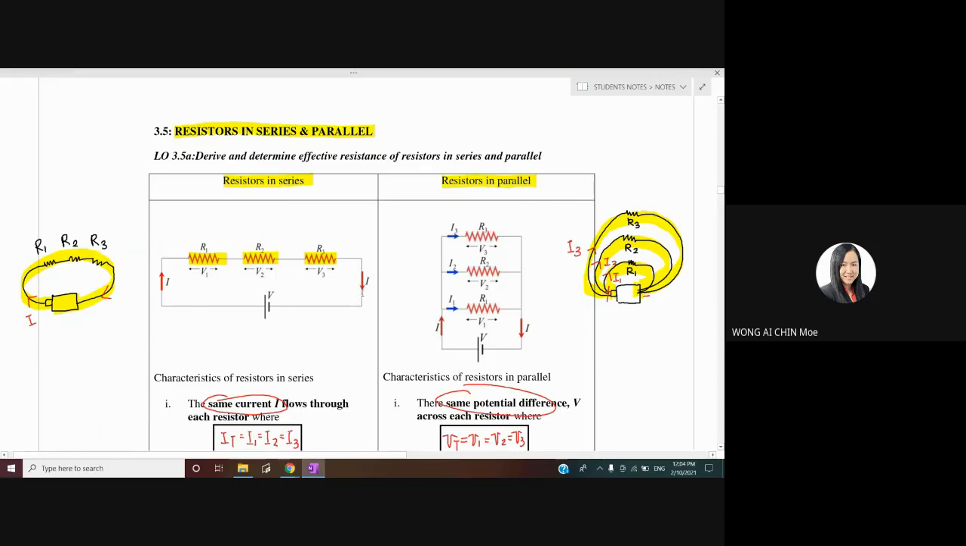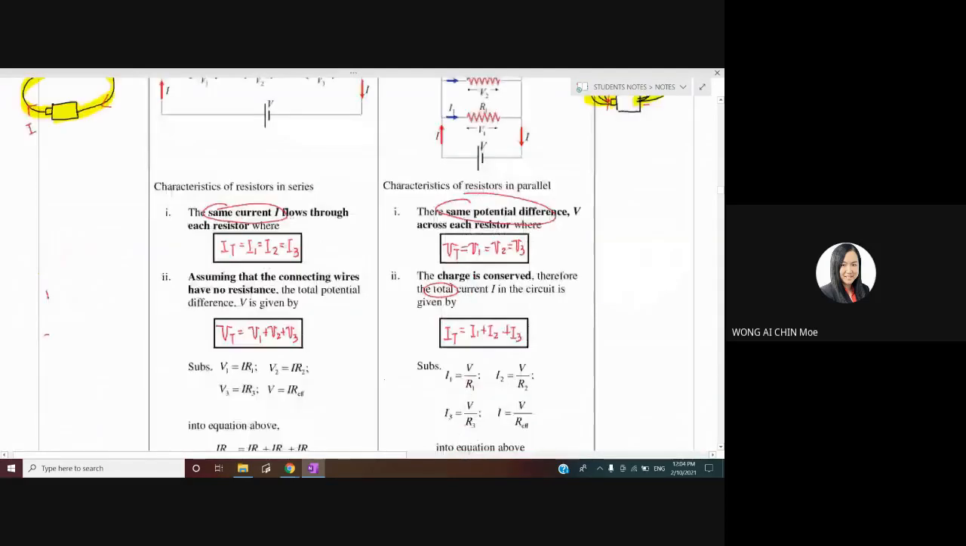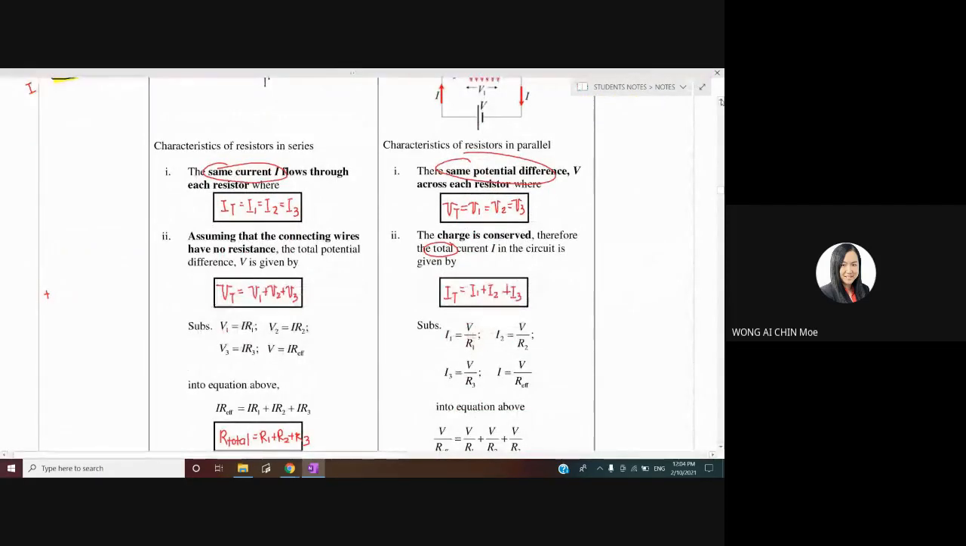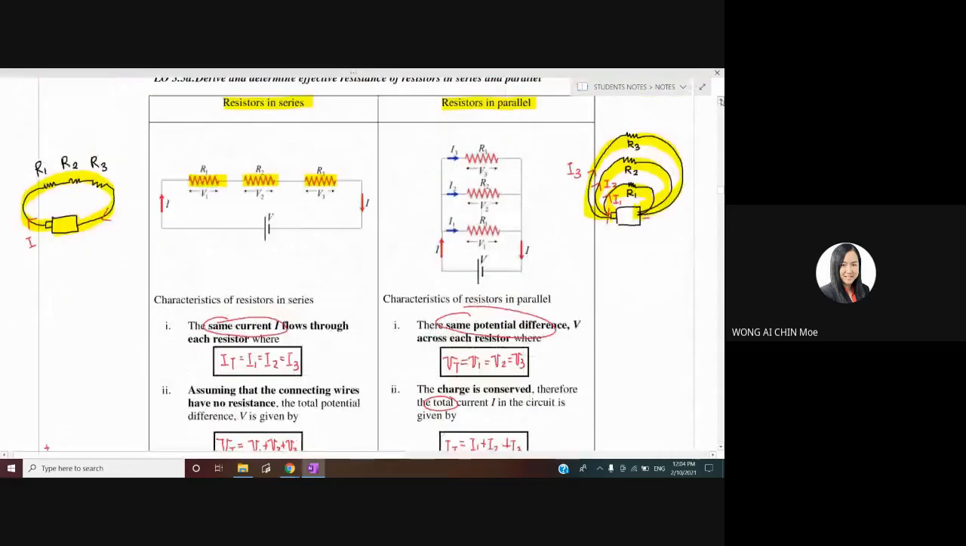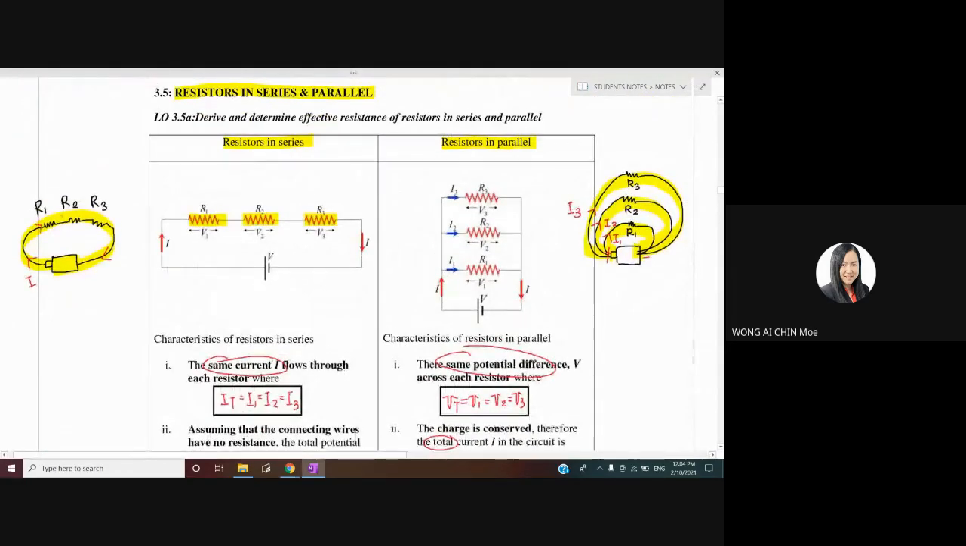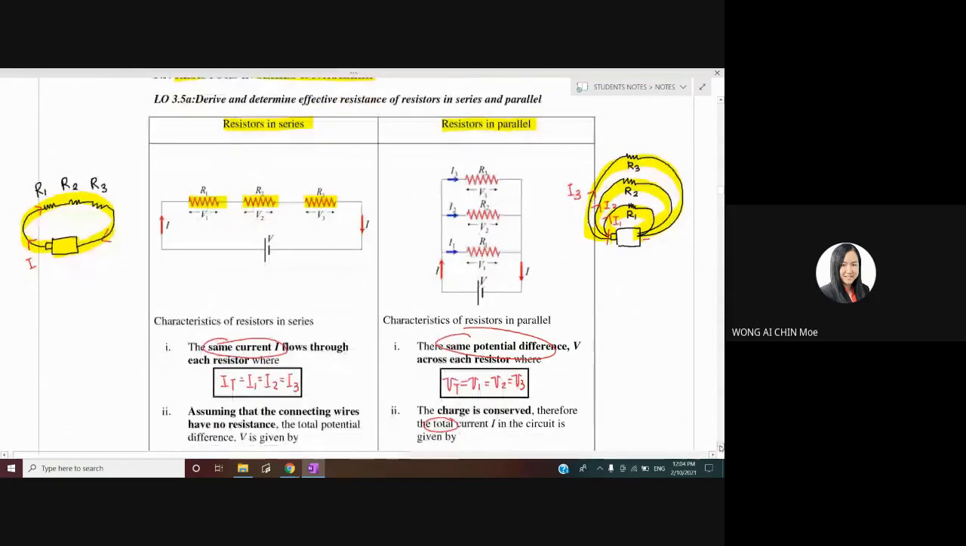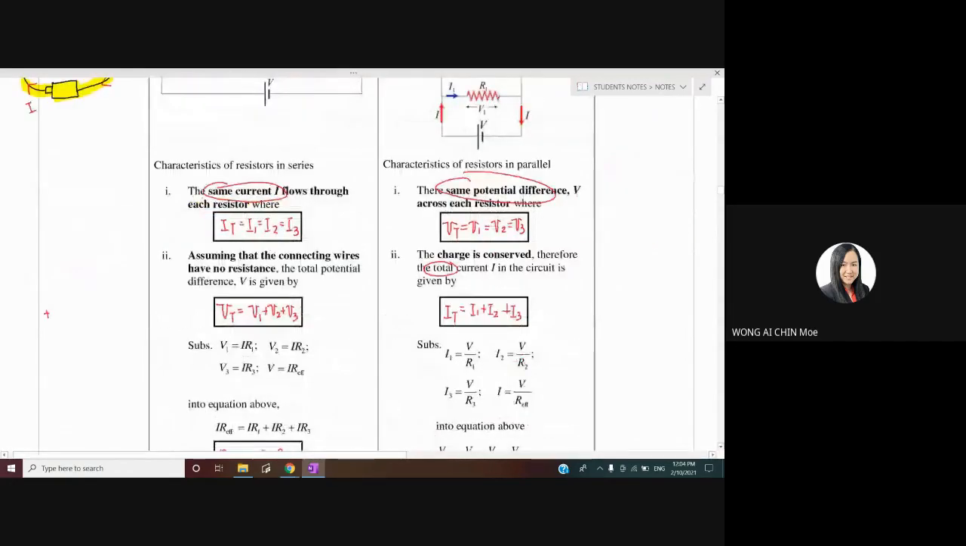Because it's connected in one loop, therefore our current is the same. The current will be flowing from the positive terminal, coming out, and flowing through R1, R2, and also R3. It is the same current flowing through R1, R2, R3, and then coming back to the negative terminal. So our equation, we write it as I total equals I1 equals I2 equals I3, because the same current will flow through the three resistors.